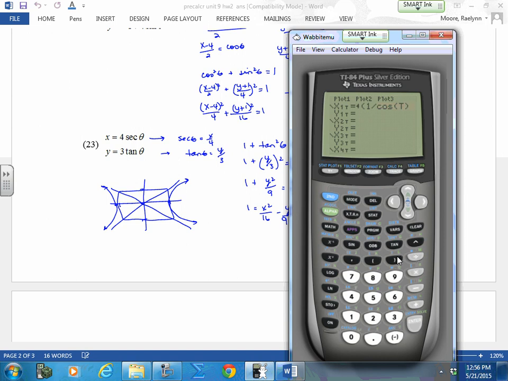I was wondering, couldn't you also just have done cosine 4 over x, or would that not have been okay? Cosine 4 over x? No. That isn't, no.